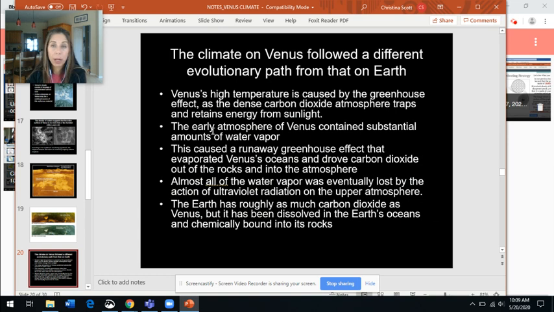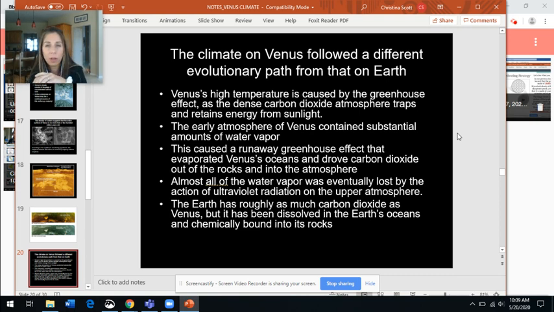But since we're talking about climate, this is our last week of climate, what's interesting is how the climate of Venus differs from Earth and why that is. So Venus's high temperature is caused by the greenhouse effect. We call it a runaway greenhouse effect. The dense carbon dioxide atmosphere traps and retains the energy from the sunlight, absorbs it and gives it back.